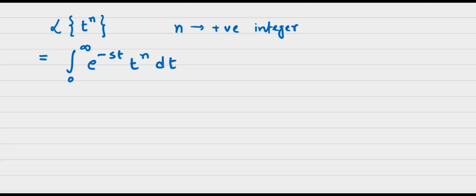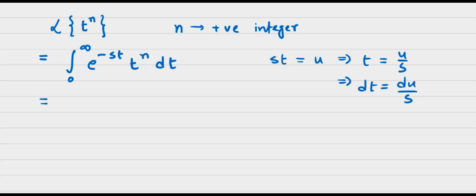Now, one thing we can notice easily is that it resembles a lot the definition of gamma function. So to put it into the form of gamma function, what we'll need to do is to write down st as another variable. So this is equal to u. So therefore, t is equal to u divided by s, and dt is equal to du divided by s. If we substitute them into our equation, what do we find? We find 0 to infinity, and then e to the power negative u, and then u to the power n divided by s to the power n times du divided by s.